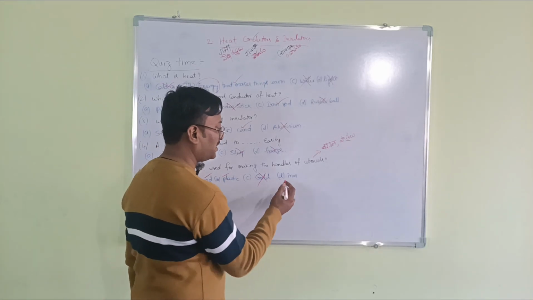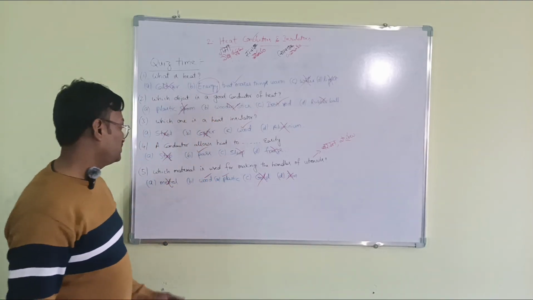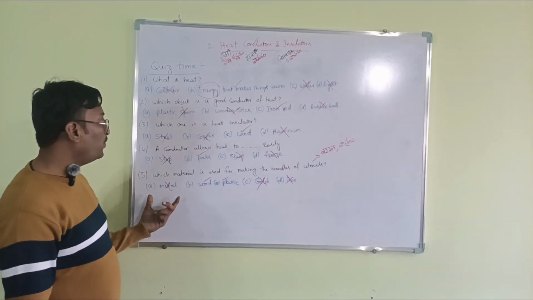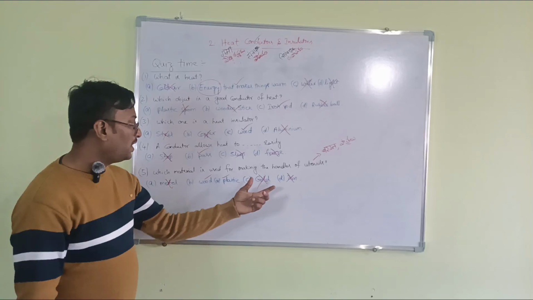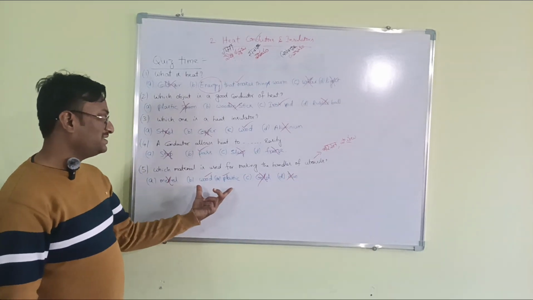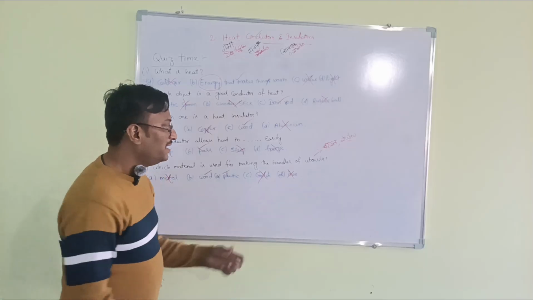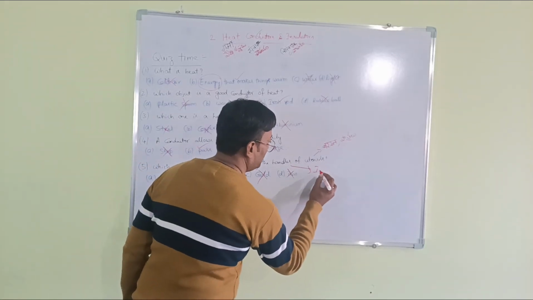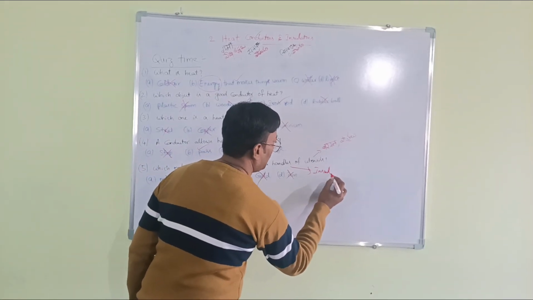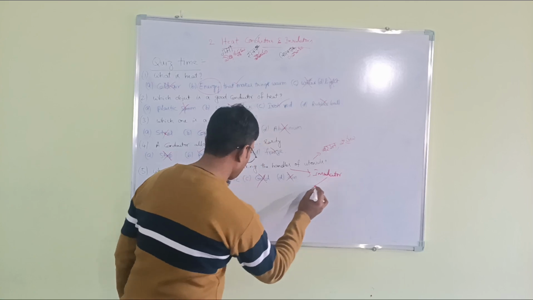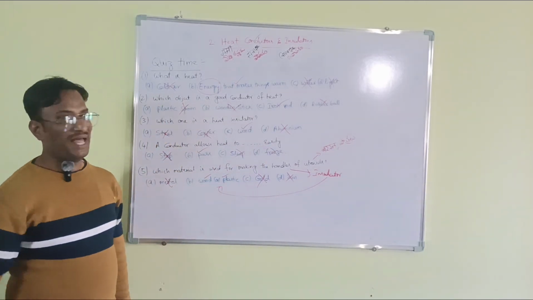Gold is also a conductor. Iron is also a conductor. So here are a few more examples. Metal, gold and iron are conductors. Wood and plastic are insulators. So which material do you have to use as a handle? Insulator. So what are insulators? Wood and plastic.